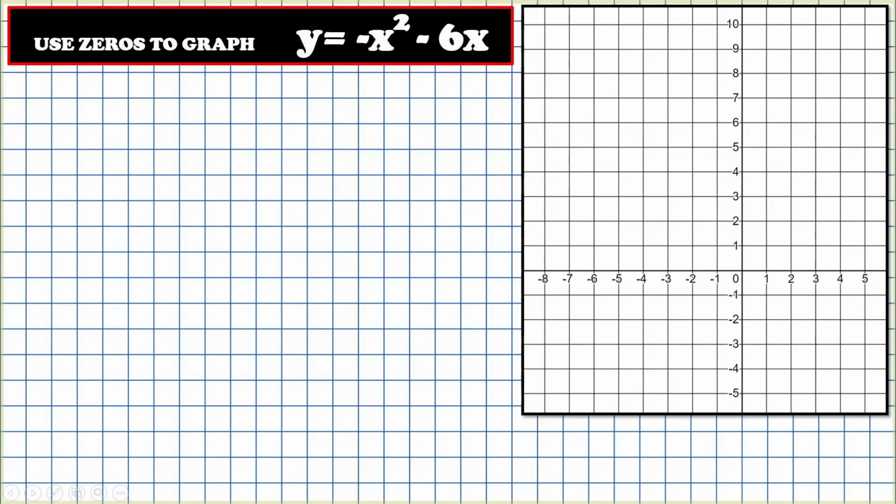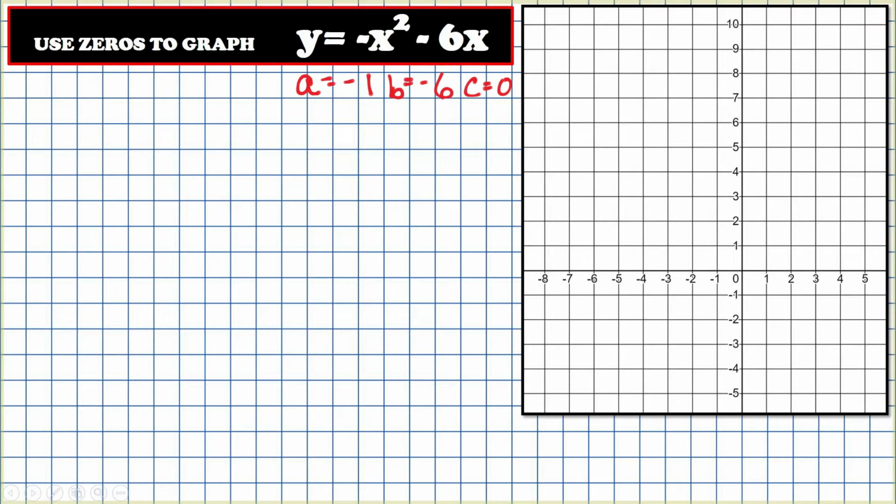On this example, we need to use zeros to graph y equals negative x squared minus 6x. The first thing I notice about y equals negative x squared minus 6x is that it doesn't have any parentheses. So I know that this function is in standard form. And I know that my a value is negative 1. I know that my b value is negative 6. And I know that my c value is 0 because there's no constant term at the end of the function. So I do know, because the c value is 0, that my y-intercept will be 0.